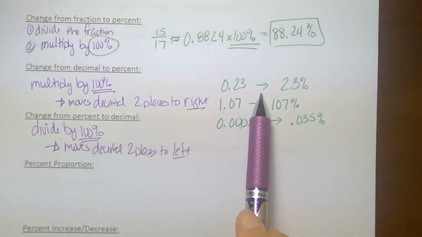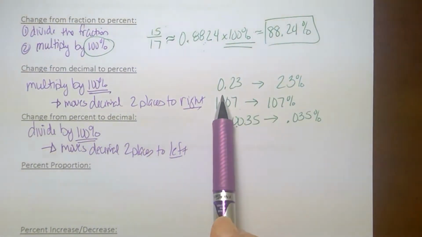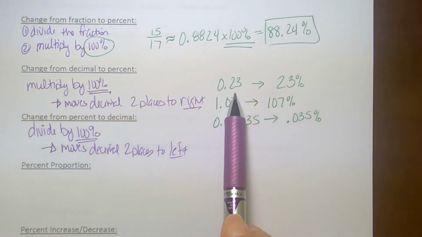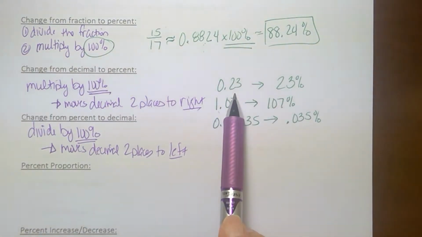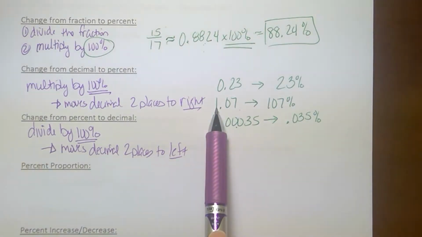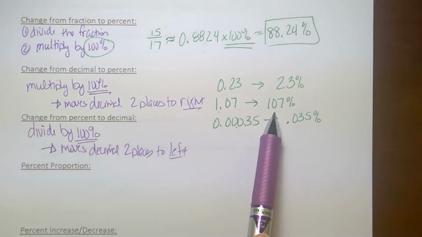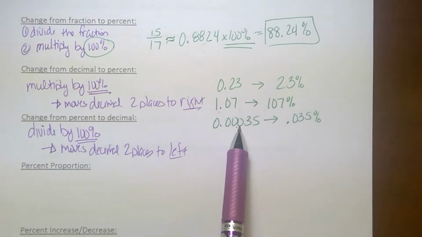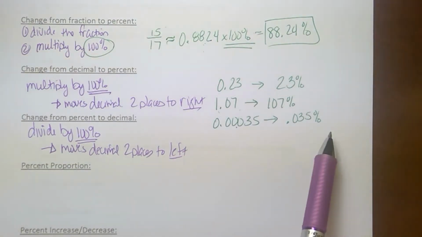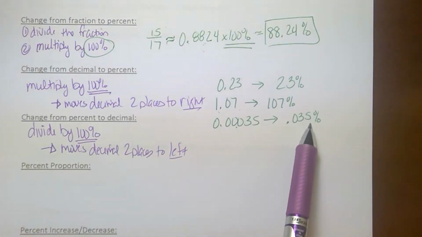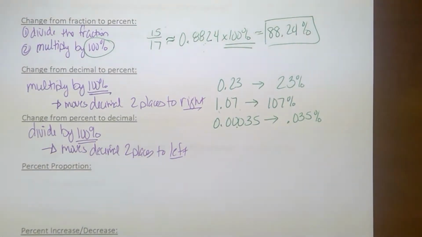So think about this. For these three examples, we went decimal to percent, and the decimal moved 2 places to the right, so the number got bigger. You see that? We went from 0.23 to 23, from 1.07 to 107, and from 0.00035 to 0.035. So my number gets bigger when I go from decimal to percent because I'm multiplying by 100.